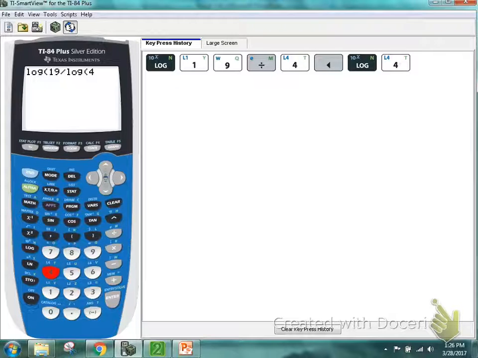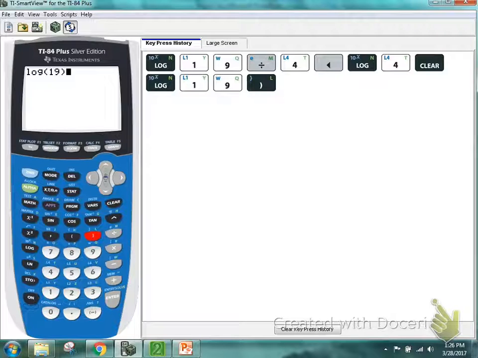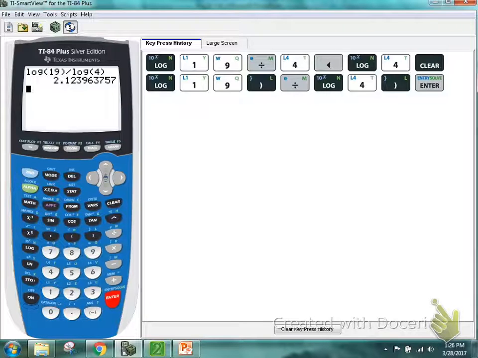Good. Okay. Look at this up here. Log of 19 divided by log of 4. You need to close that parenthesis on 19 first. Okay? You can't just do log of 19, because it'll do 19 divided by log of 4 and then do the log of that. Catch that train? Okay? So what you have to make sure you do is do log of 19 and then close it. That way it does the log of 19 first. Then does the log of 4. Close that. Then hit enter. That's your answer.